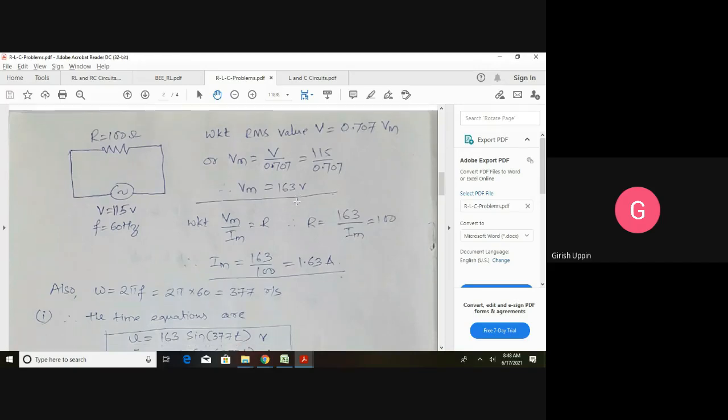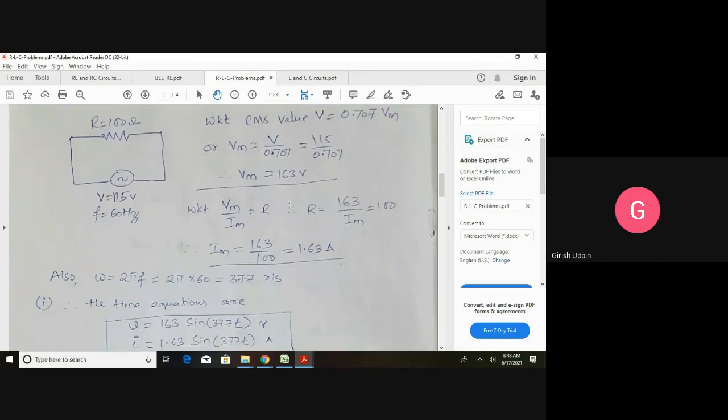We got the Vm. Now we know the relation between Vm, Im and R. The V by I ratio is always an opposition. So in this case, it is a resistance. Vm by Im is equal to R, so 163 divided by Im is equal to 100. Therefore, Im is equal to 163 divided by 100. We get it as 1.63 amperes.